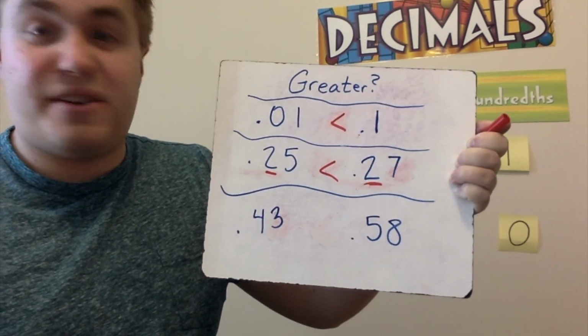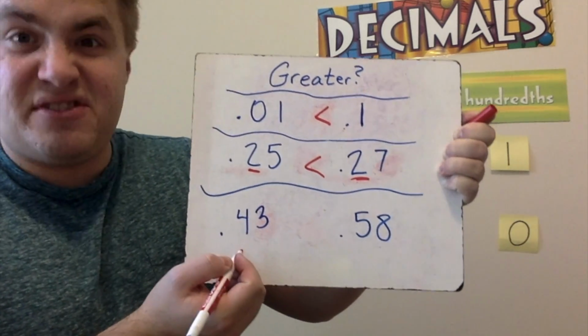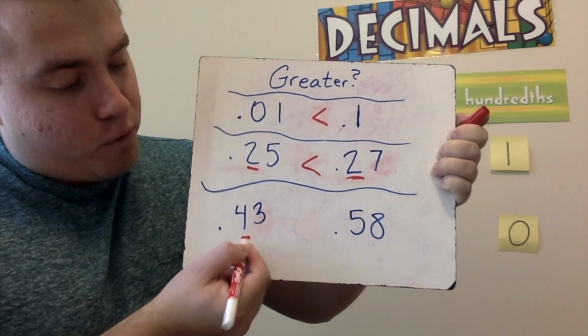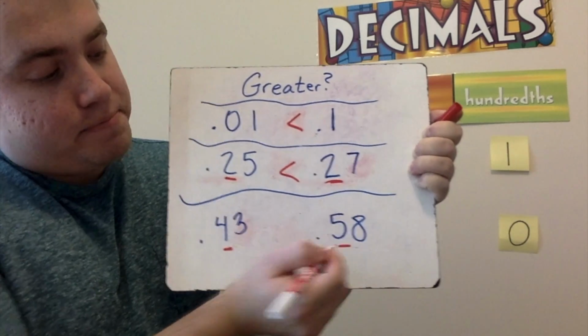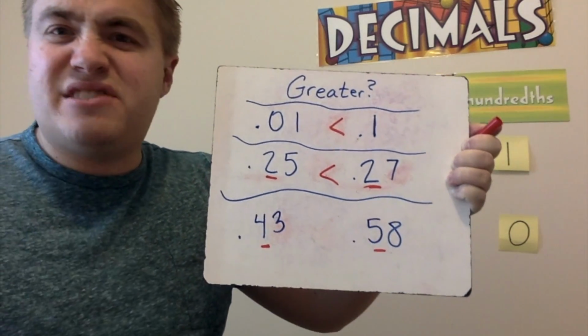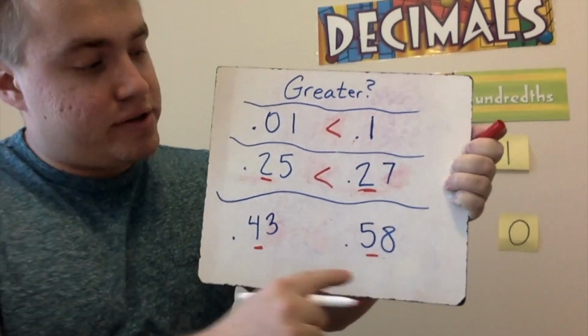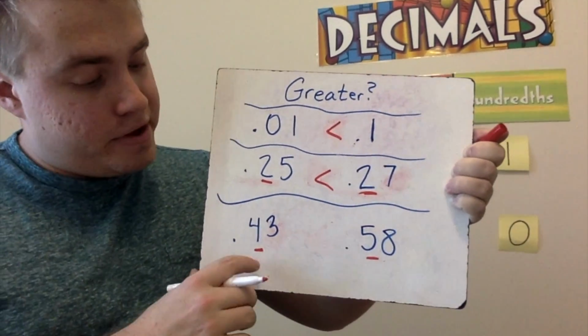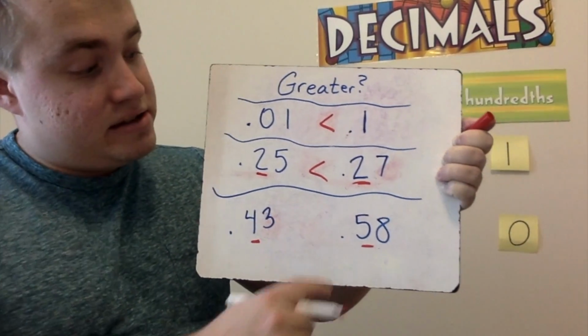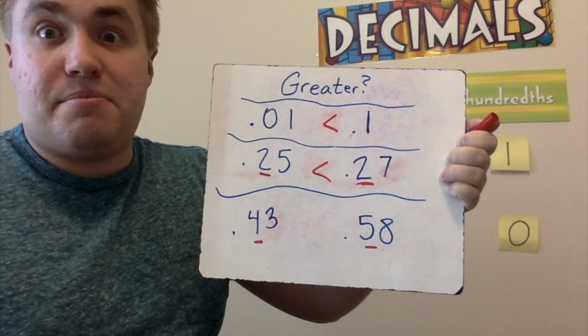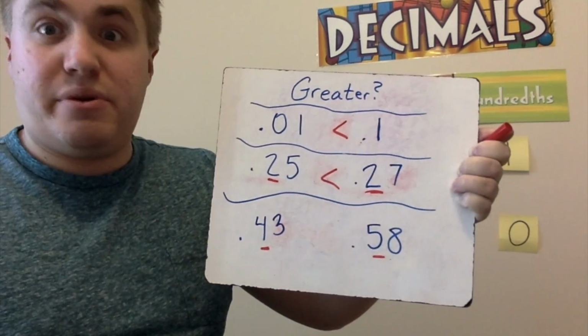First, with the place value. I know that my tenths place value here is a 4, and my tenths place value over here is a 5. Now, we don't even need to look at the hundredths place value because I know that 5 tenths is greater than 4 tenths, in which case 58 hundredths is got to be greater than 43 hundredths.